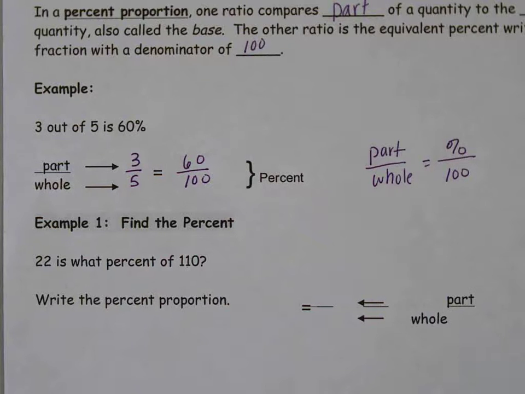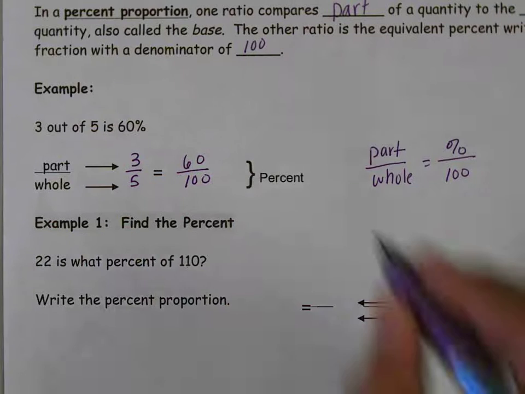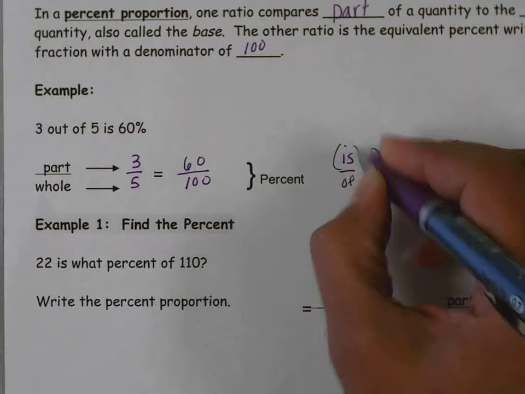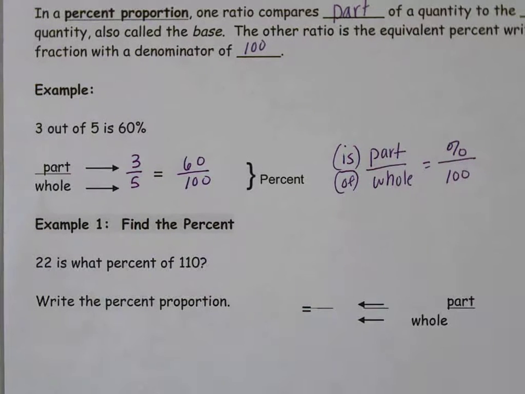One thing you might also, some people remember part and whole is over of. And that might make a little more sense in a minute, where is represents the part and of represents the whole. And we'll look at that in a little bit.